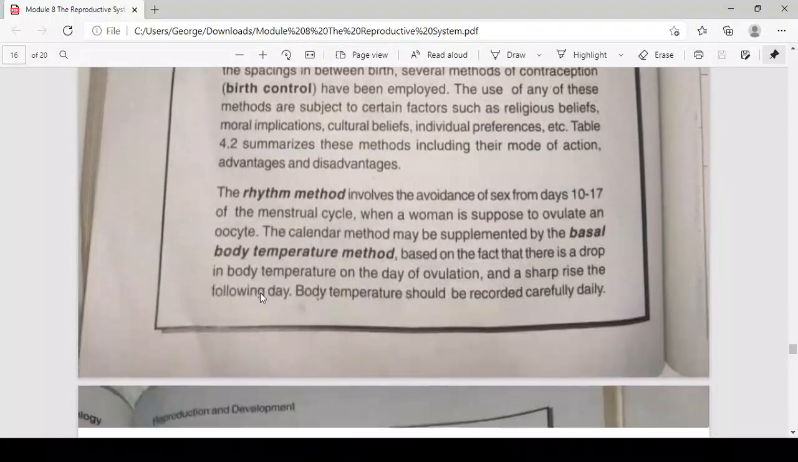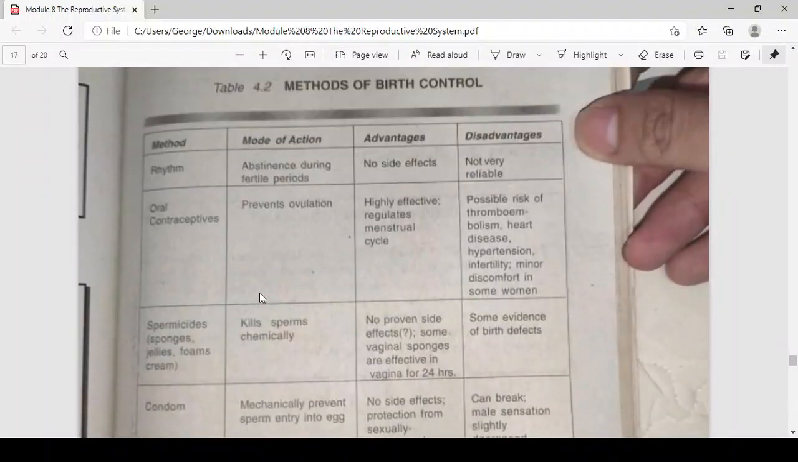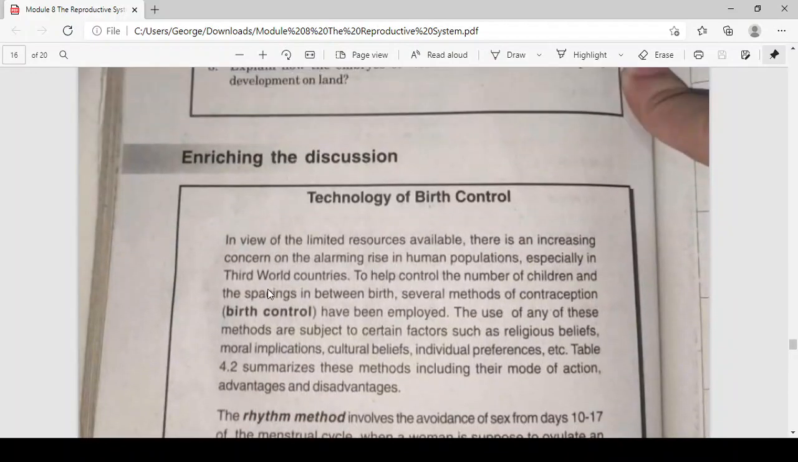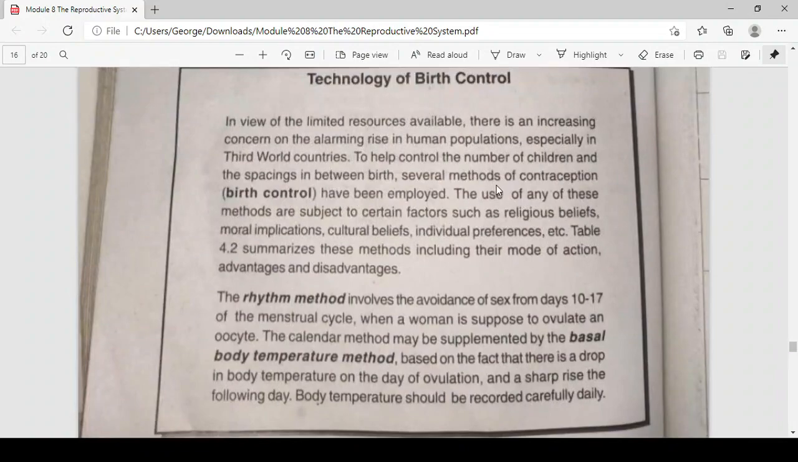Next, kids, we have your methods of birth control and your technology of birth control. Kids, ang technology of birth control, it is simply as it states. Ang pag-ubra sa aton sa birth control, how we did it and how we theorized it.